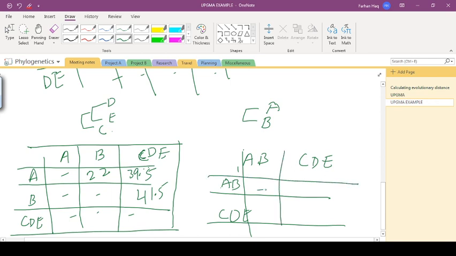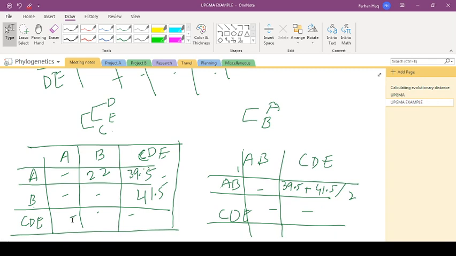This will be the simplest tree. So the distance between AB and CDE will be what? You can see here that the distance of A to CDE is 39.5, and the distance between B to CDE is 41.5. So we will write 39.5 plus 41.5 divided by 2. Here we can clearly see that we now have a clear picture of what the final tree will be.